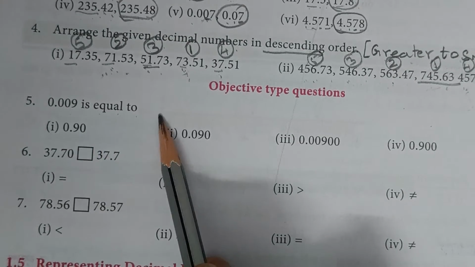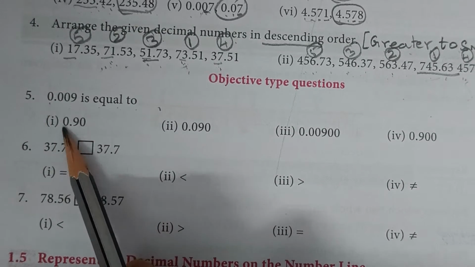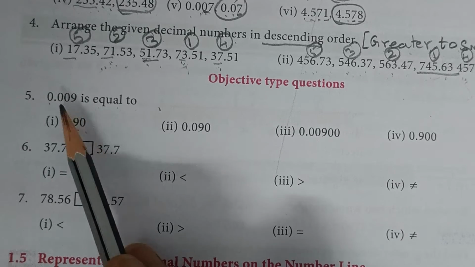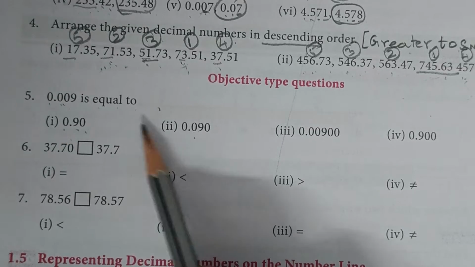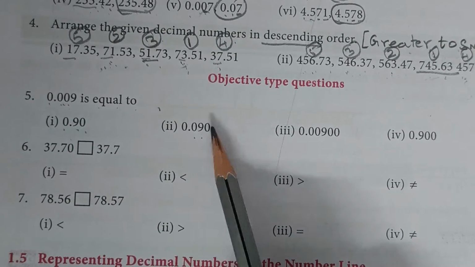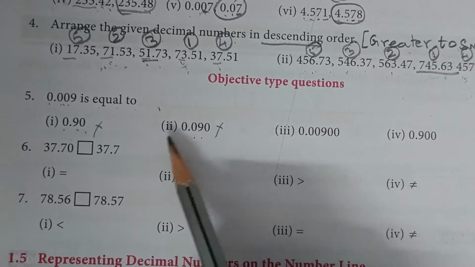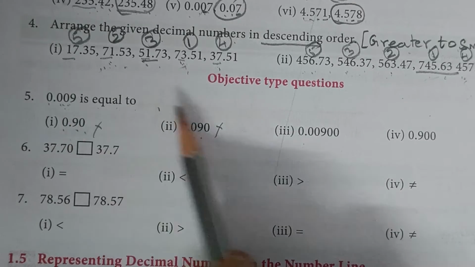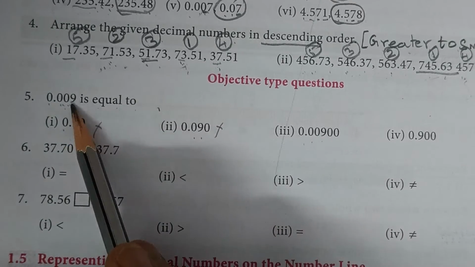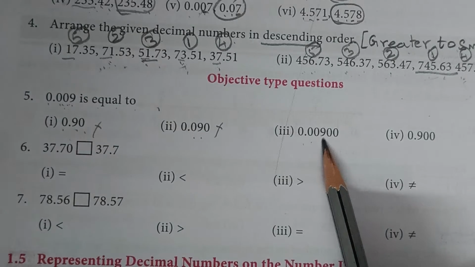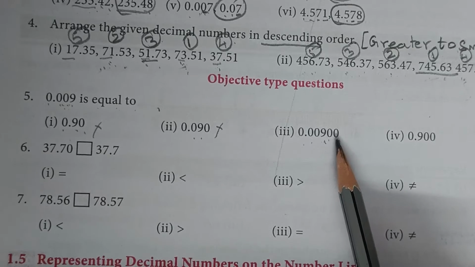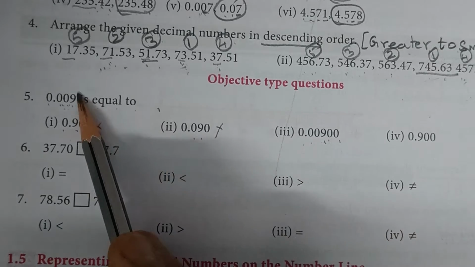0.009 is equal to... compare them. Whole number same, 0. 10th place, 0 and 9, they are different. 0, 0 same, but 100th place, 0 and 900, they are also not the same. Compare them. Whole numbers are 0, 0. Then we have 10th, 100th, and 1,000th place. Then we have the 10,000th place and the lakh place. They are 0, 0, and here also nothing.